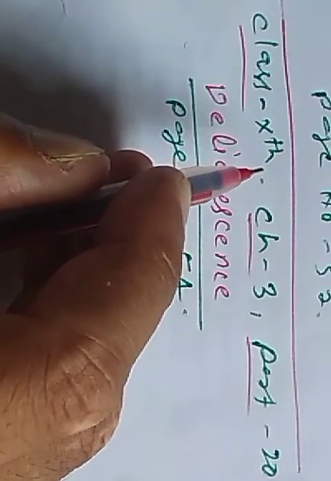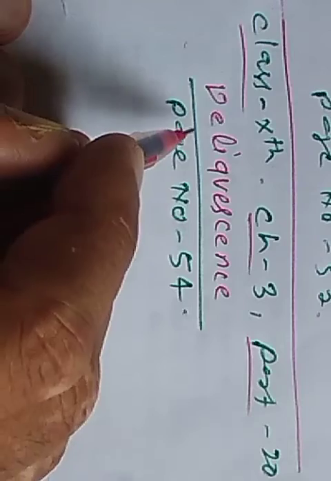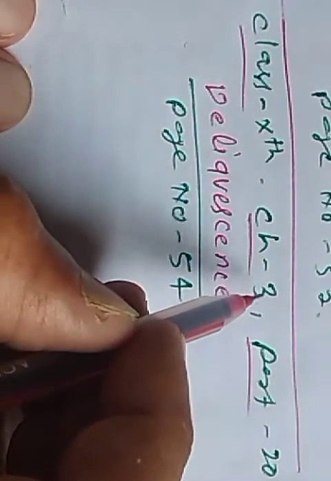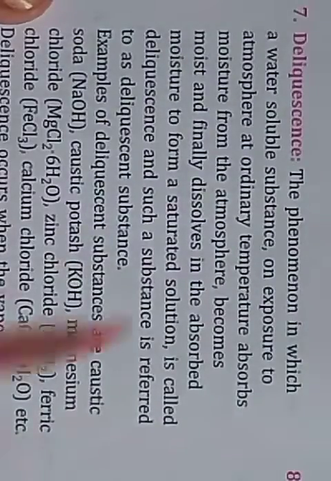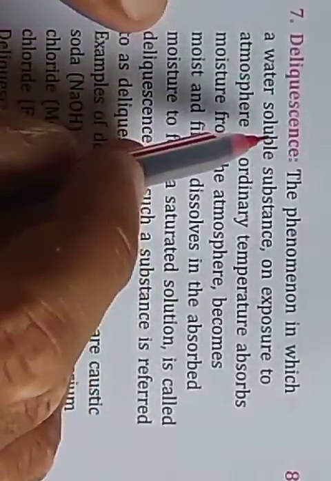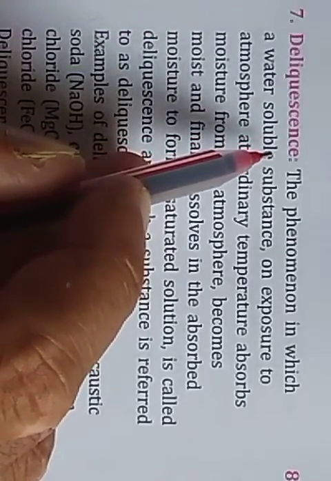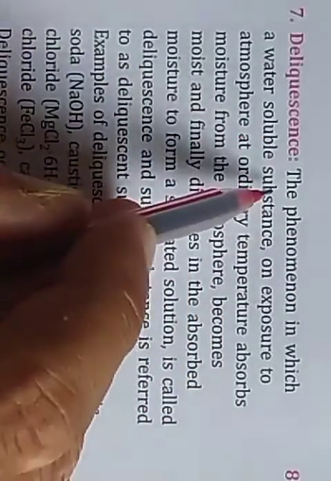Hello dear students, let's start a new topic, deliquescence. Deliquescence is a term from chapter 3 of class 10th in the subject chemistry. Now come to page number 54. Deliquescence. The term deliquescence is completely opposite to the term efflorescence. Now come to the definition.